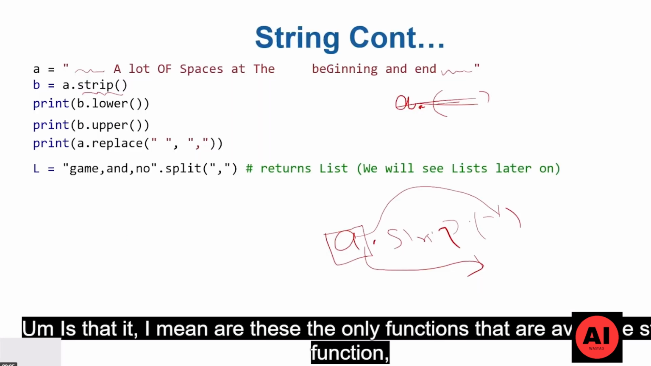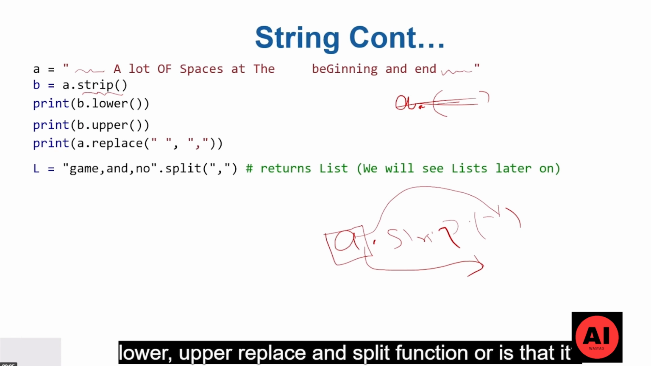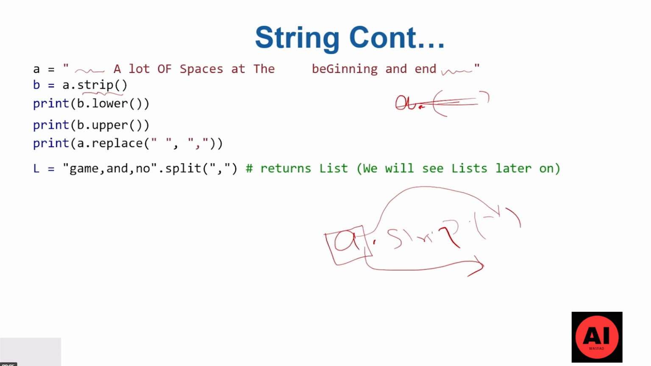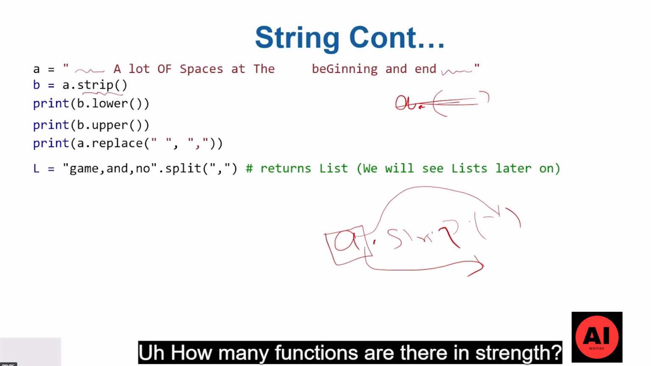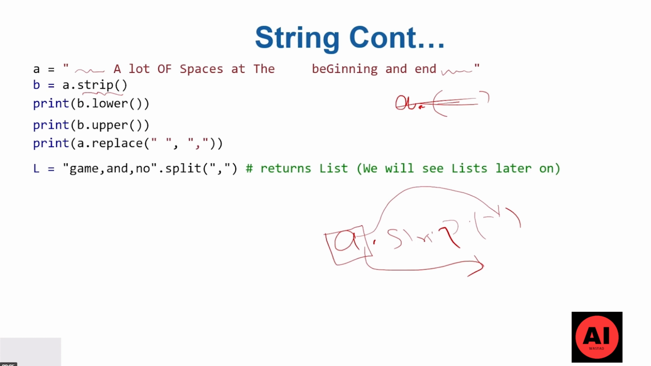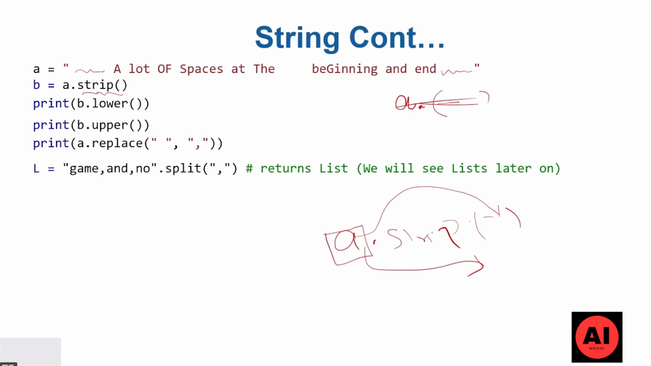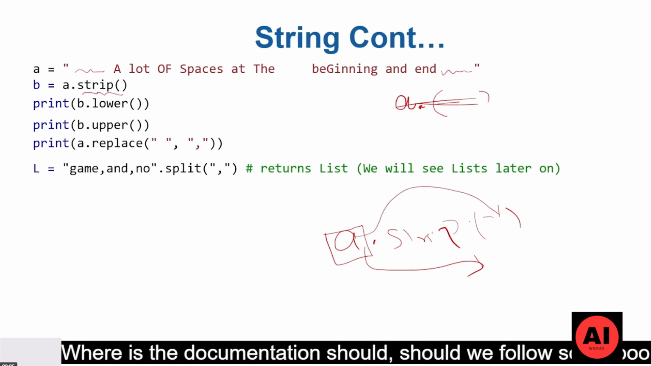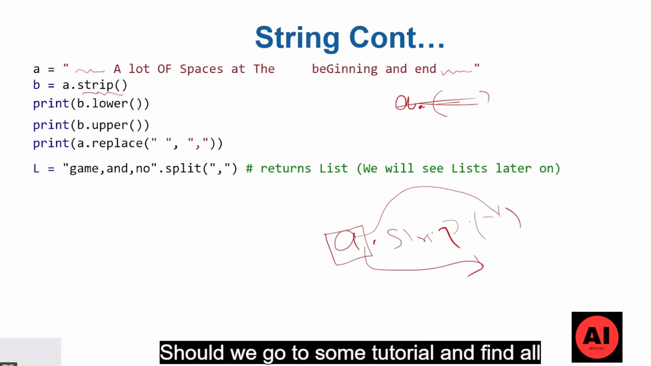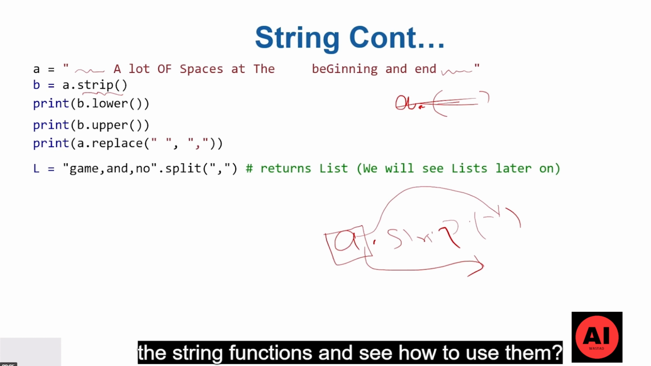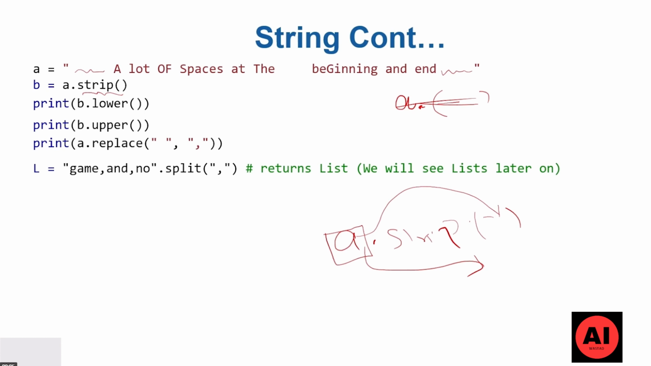Okay, is that it? I mean, are these the only functions that are available? Strip function, lower, upper, replace, and split function. Or is that all the string is about? Maybe there are more functions. How many functions are there in string? How can we use them? What are the total number of functions? Where is the list? Where is the documentation? Should we follow some book? Should we go to some tutorial and find all the string functions and see how to use them?